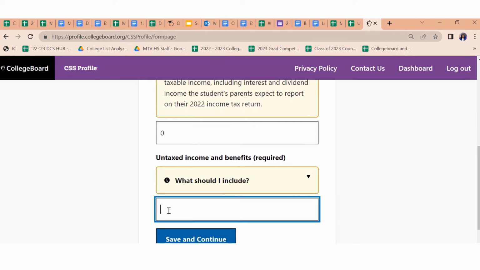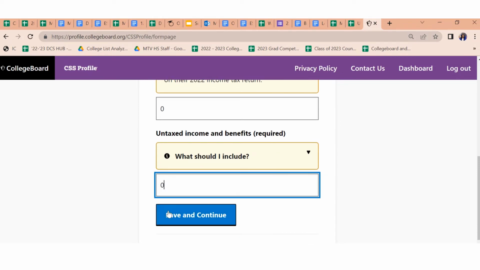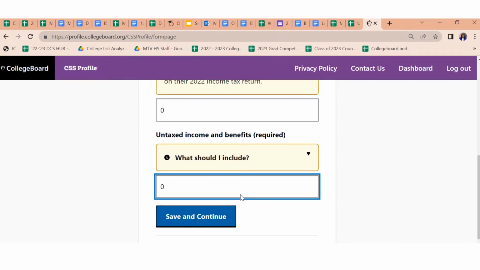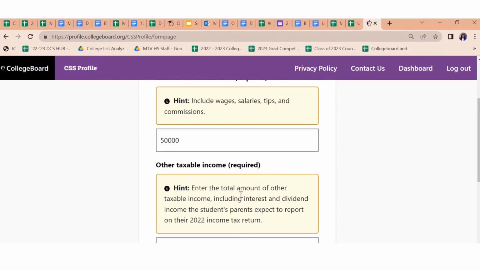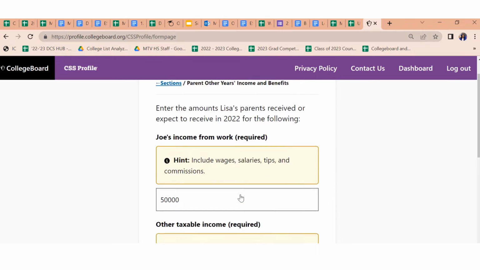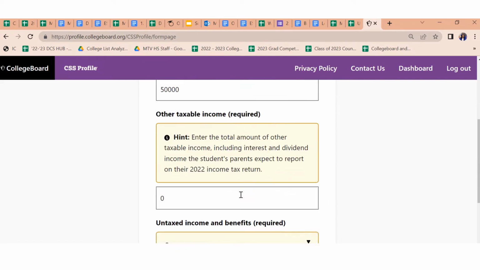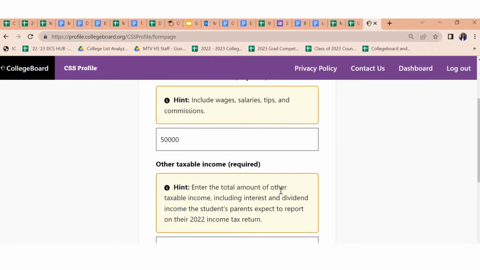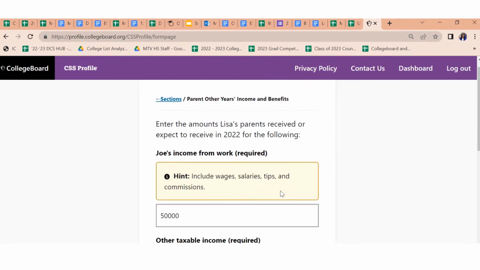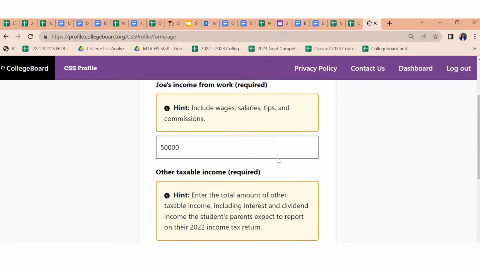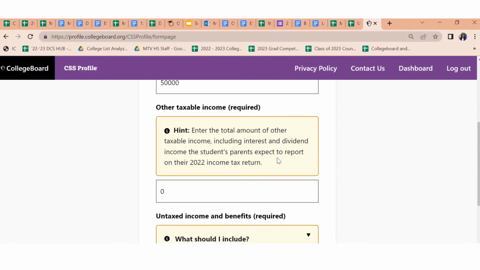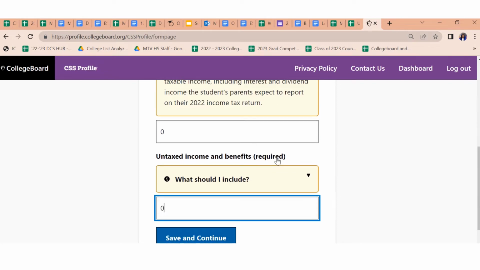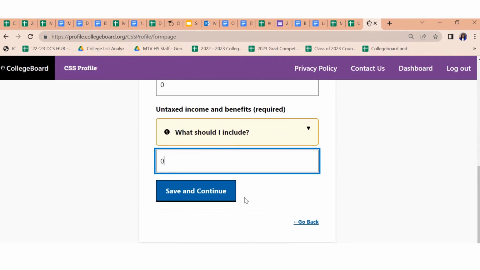And also put untaxed income and benefits as 0, because that's what I indicated in the 2021 year also, and in those taxes. So again, these are predictions that parents are expecting to report on their 2022 taxes. So for this situation, we're going to say that it is going to be very similar. This family has not had significant changes, and we are indicating that in these numbers.